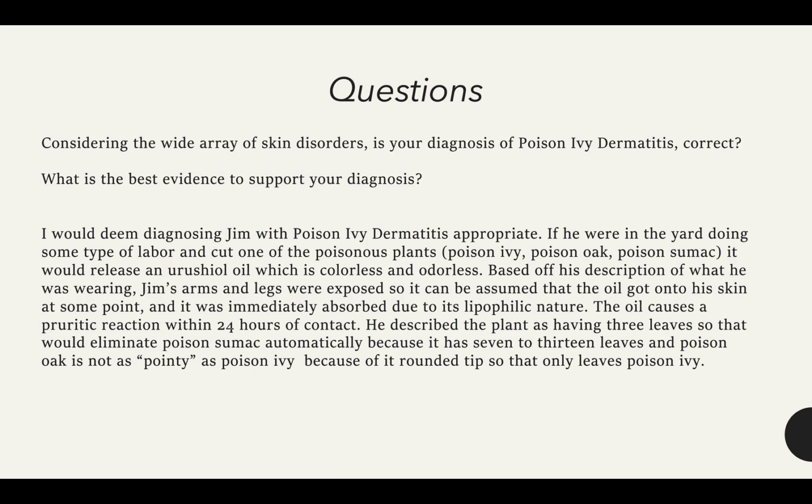He described the plant as having 3 leaves, so that would automatically eliminate poison sumac because it has 7 to 13 leaves. And poison oak is not as pointy as poison ivy because it has a rounded tip, so that would only leave poison ivy, which means it's poison ivy dermatitis.